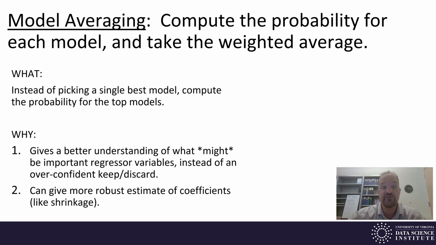Also, model averaging can give us a more robust estimate of coefficients. So this is similar to shrinkage. Model averaging can be thought of as a shrinkage method. It does shrinkage, not the same way the other shrinkage methods do, but it gives you coefficients. And for each regressive variable, we take the average of the coefficients for the models, and we weight those coefficients by the probability of the model. So the coefficients are determined with the more probable models having more say in what those coefficient values should be.